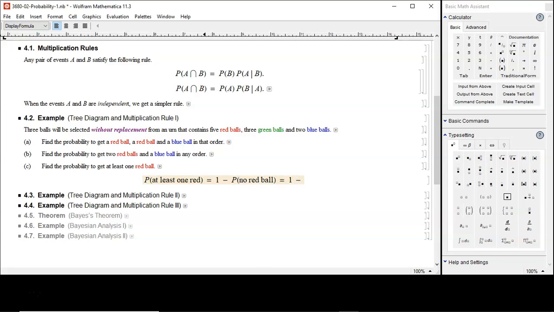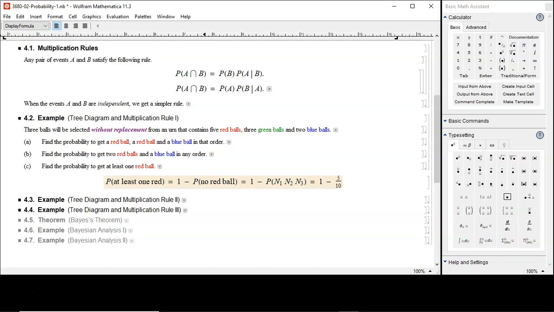And that's going to be 1 minus probability of non-red, non-red, non-red. And then, well, non-red, so anything other than red, so there are 5 non-red, green or blue. And then another non-red. It's going to be easier to calculate like this rather than calculate the probabilities for one red.